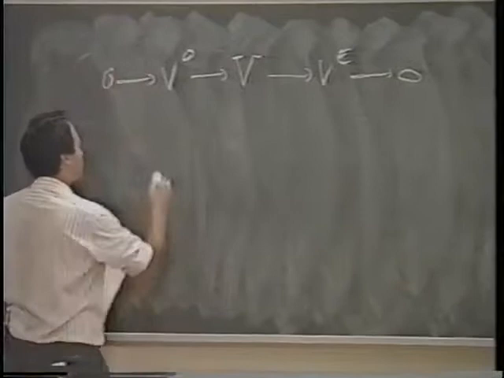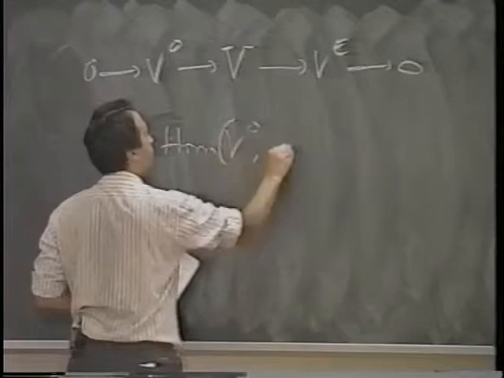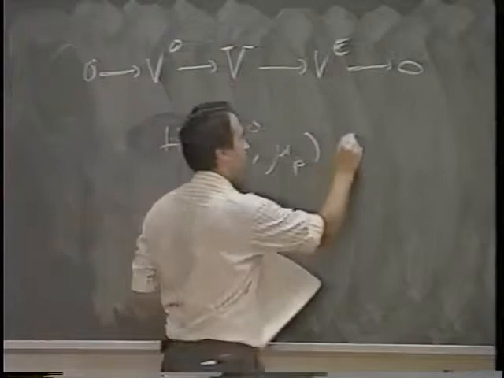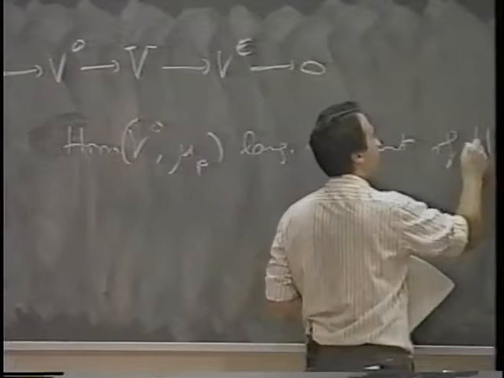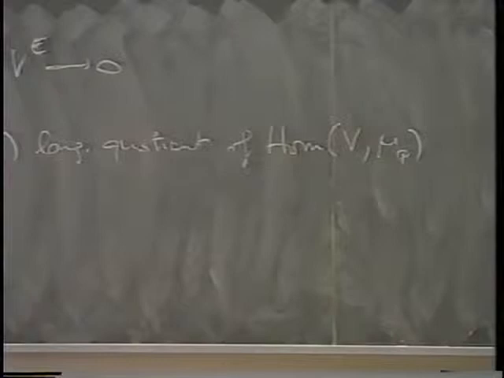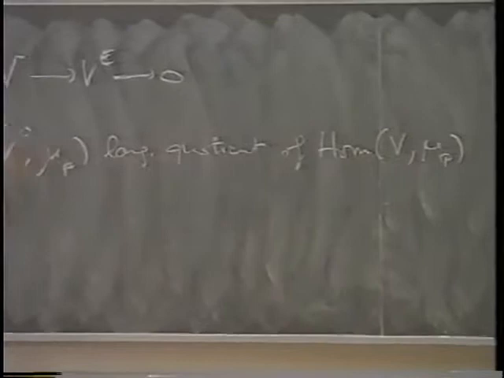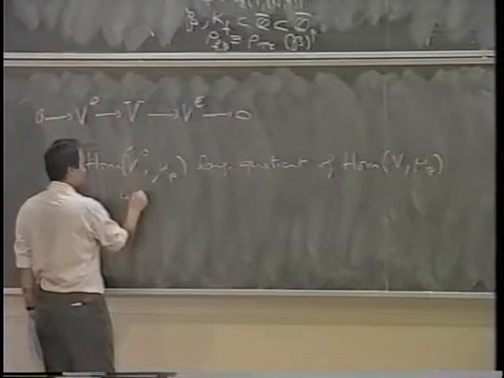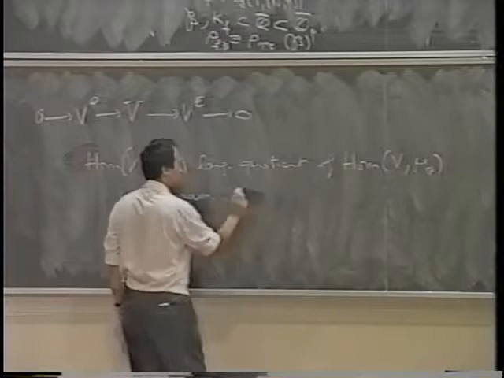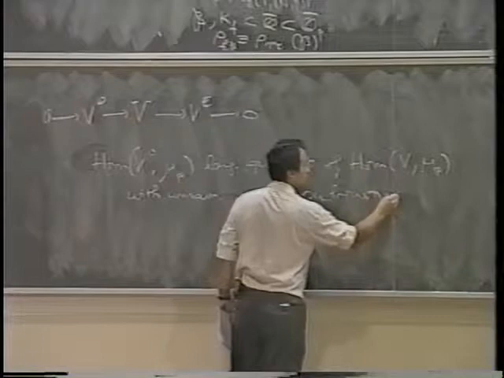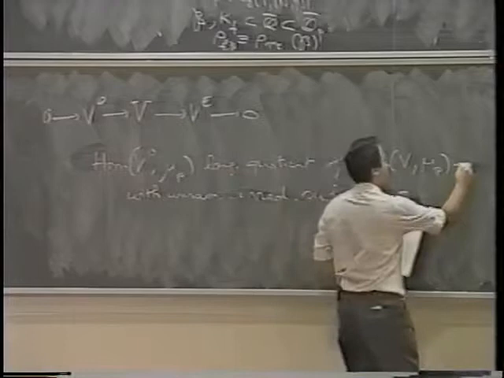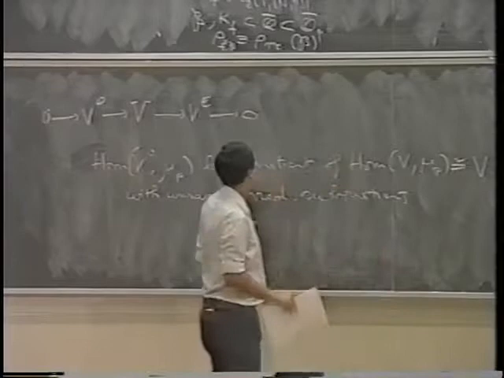You see that Hom(V^0, μ_p) as a Galois module is the largest quotient of Hom(V, μ_p) with unramified irreducible subquotients, because the dual of μ_p is unramified. And so since this twisted Weil pairing establishes an isomorphism like this, this is the characterization of V^E. So this is V^E.